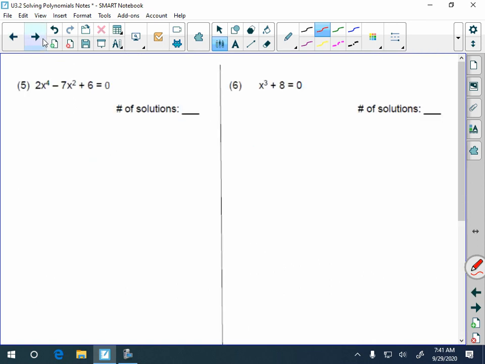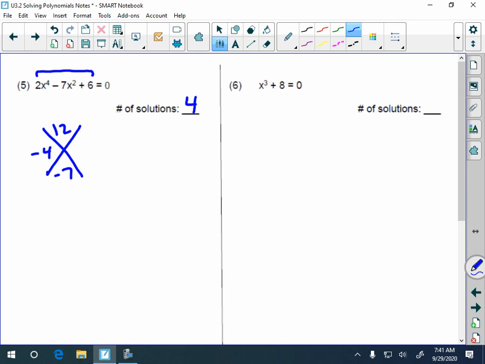All right, let's keep going. All right, number 5. It's a degree 4, so there's 4 solutions. It's a trinomial, 3 terms. There's no GCF. I'm going to use the x. Here I have to multiply 2 and 6 together. That's 12 on top, and negative 7 on the bottom.